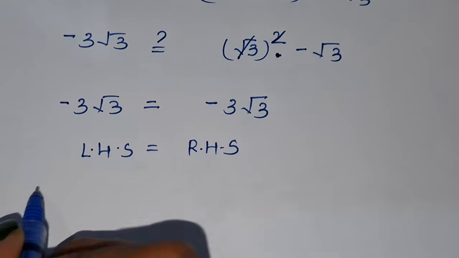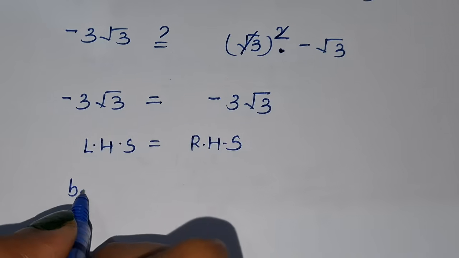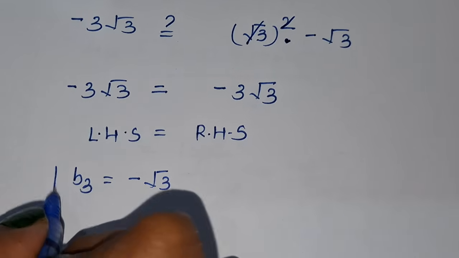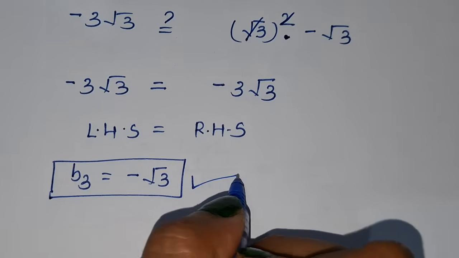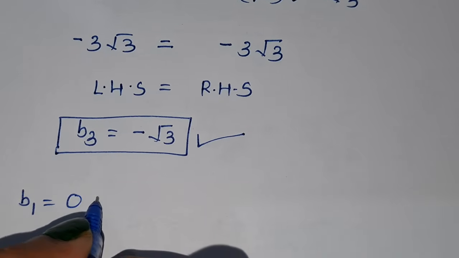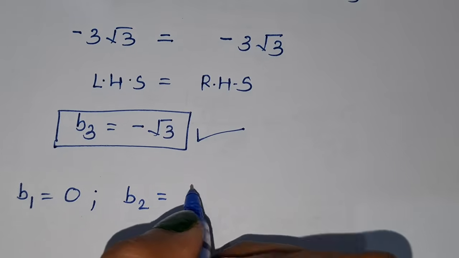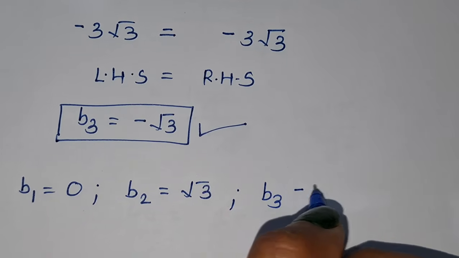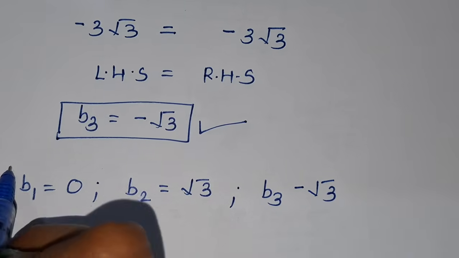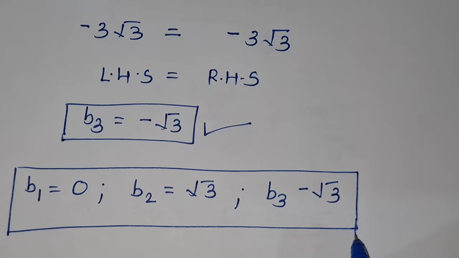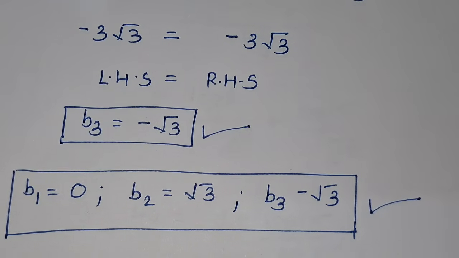So here in total we got 3 values. We can say b3 is equal to minus square root of 3. This is also verified. It is a correct solution for this equation. So in total, b1 is equal to 0, b2 is equal to square root of 3, and b3 is equal to minus square root of 3. In total we got 3 solutions here, and these solutions are correct. It is verified here. Thank you.